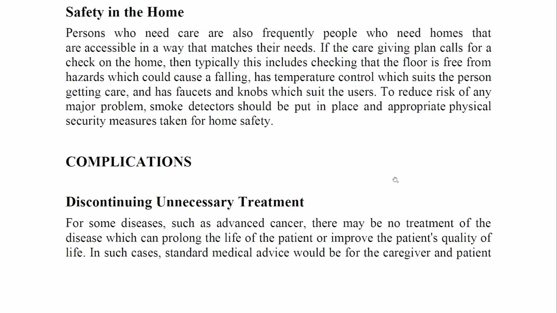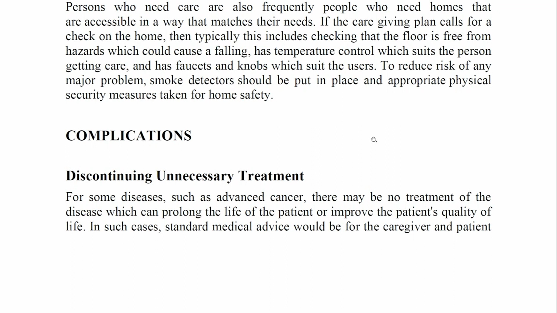Persons who need care are also frequently people who need homes that are accessible in a way that matches their needs. If the caregiving plan calls for a check on the home, then typically this includes checking that the floor is free from hazards which could cause a fall, has temperature control which suits the person getting care, and has faucets and knobs which suit the users. To reduce risk of any major problem, smoke detectors should be put in place and appropriate physical security measures taken for home safety.